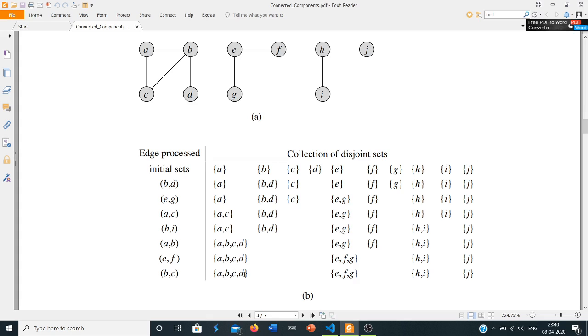A, B, C, D are present inside one single set. That's your first connected component. E, F, G is present inside the second set, which is your second connected component. HI is basically your third set, which is your third connected component, and the vertex J is present inside my fourth set, which is my fourth connected component.